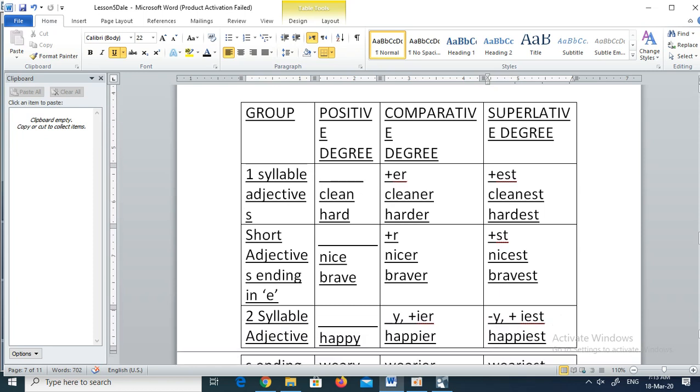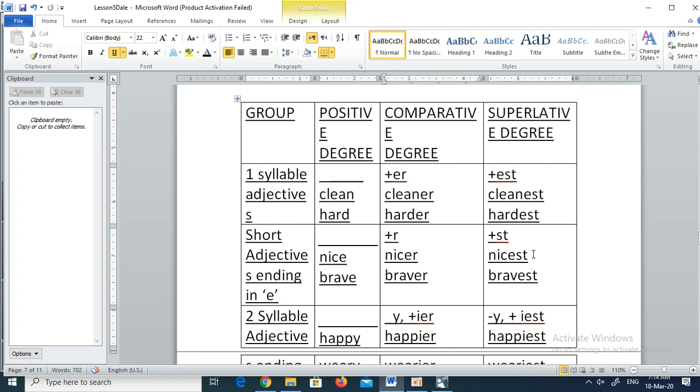If we have short adjectives ending in E, all we do is we add an R to the positive degree to make the comparative degree, and we add an ST to the positive degree to make the superlative degree. So if I start with the adjective nice in the positive degree, and I want to make the comparative degree, all I do is add the R and it becomes nicer.